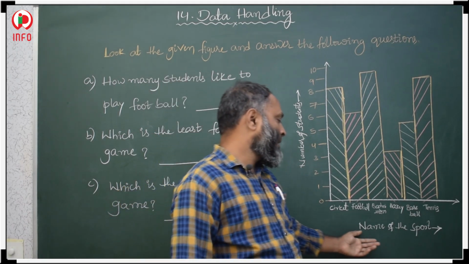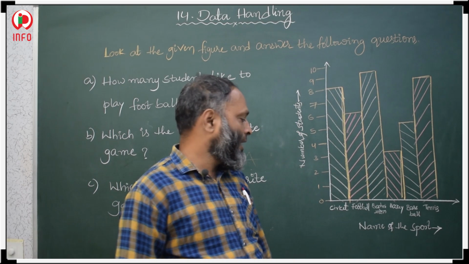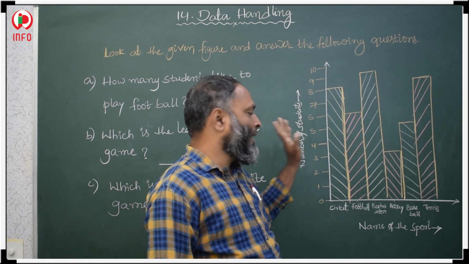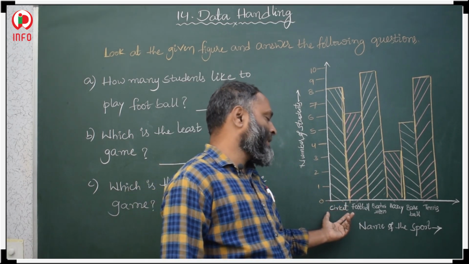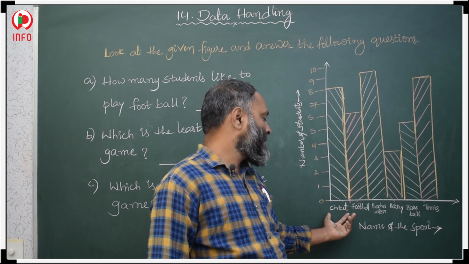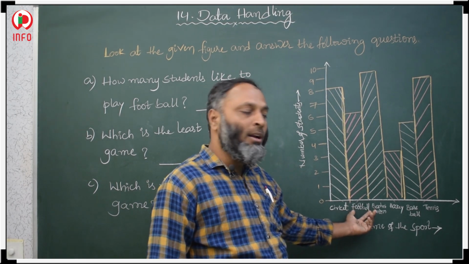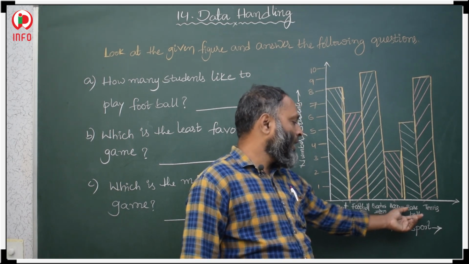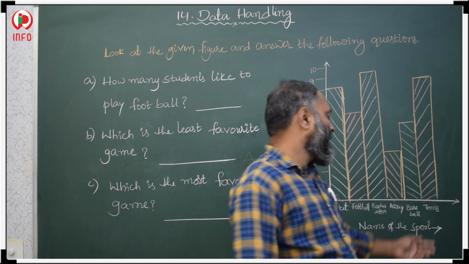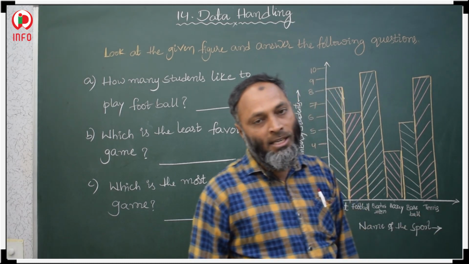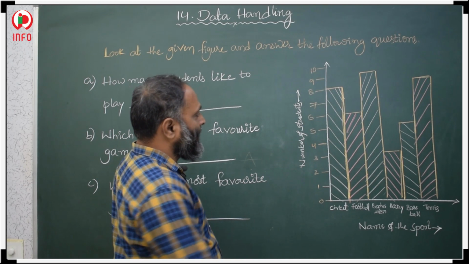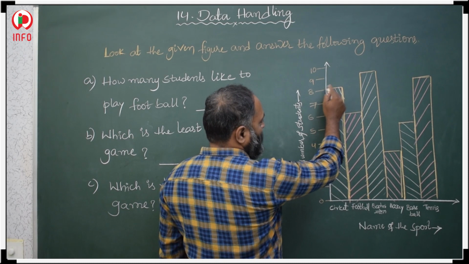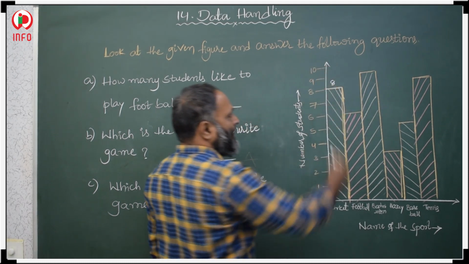What does the horizontal line represent? The name of the sport. Then how many students like that particular game. The first sport is cricket, the second is football, the third is badminton, the fourth is hockey, the fifth is baseball, and the sixth is tennis. How many students like cricket? 8 students like cricket.